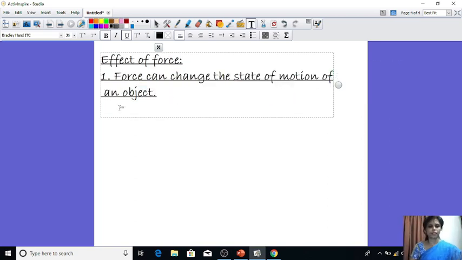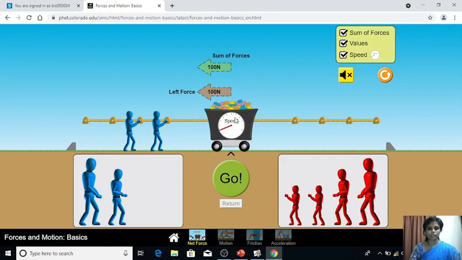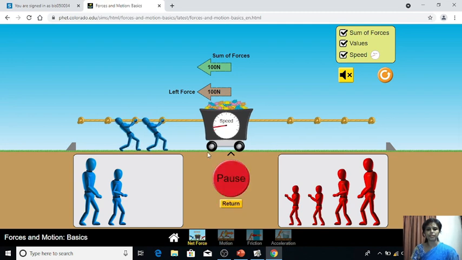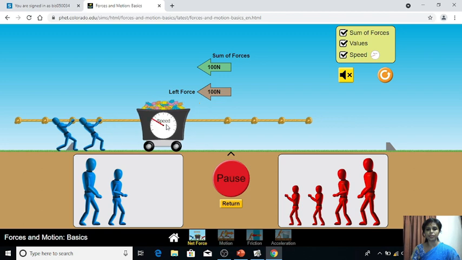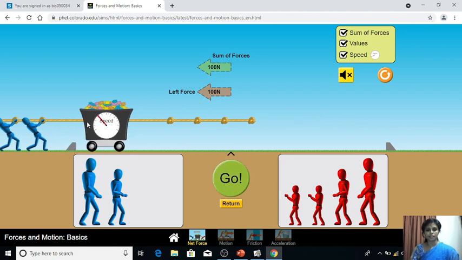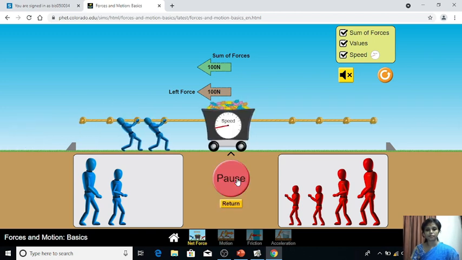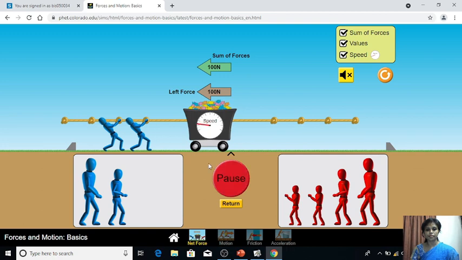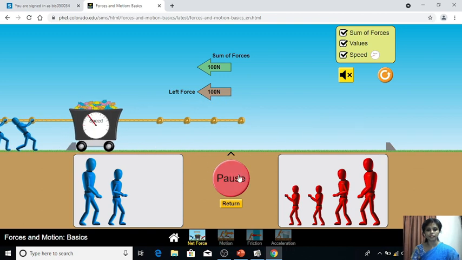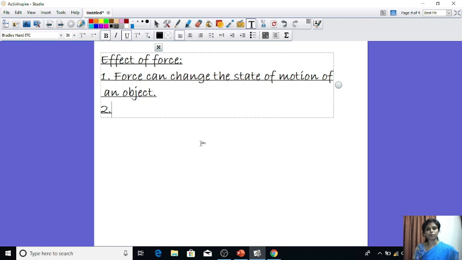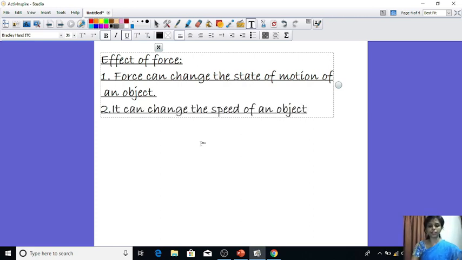Let us see again. Let me go back to the same simulation. Now as force is applied, what is happening to its speed? See, slowly and gradually the speedometer, the speed, is increasing, right? Earlier the cart was moving slowly. Observe carefully. The cart is moving slowly and gradually it is increasing its speed, right? So what can this force do? It can change the speed of an object, right?